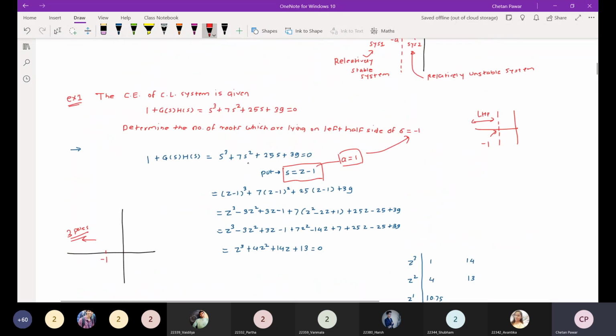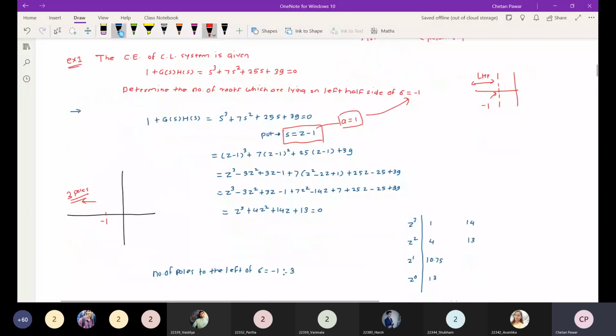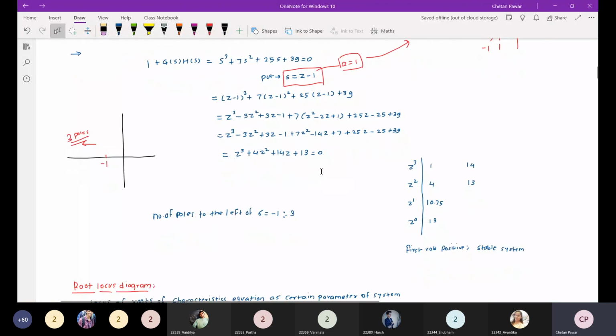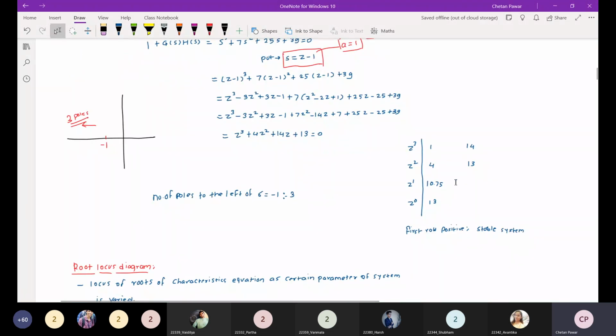What is the order of the characteristic equation here? 3 only. So we just changed the reference by putting s equal to z minus 1, and then solved the characteristic equation. After that we found that this system is stable when we consider the decision boundary -1. There is no sign change in the first column, so we can say that the number of poles to the left of sigma equal to -1 is 3. Understood?